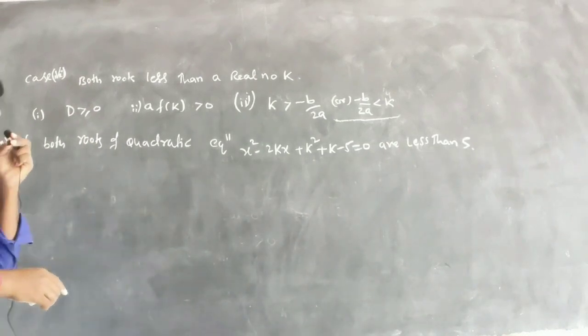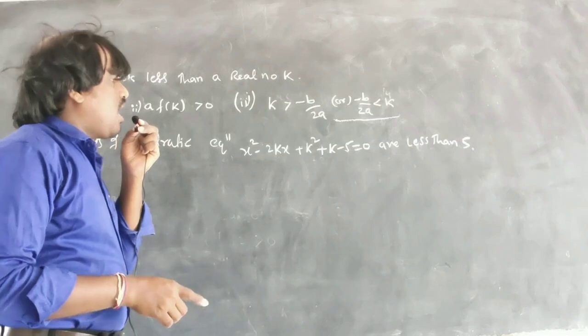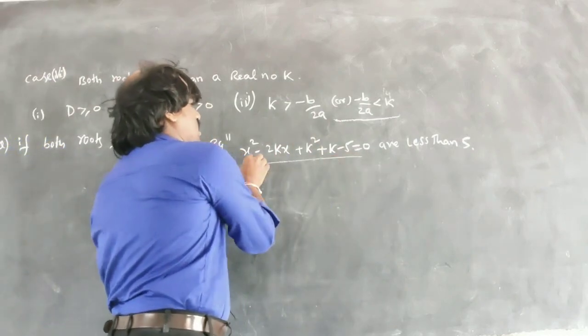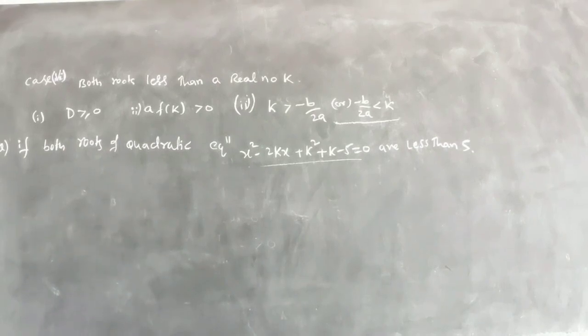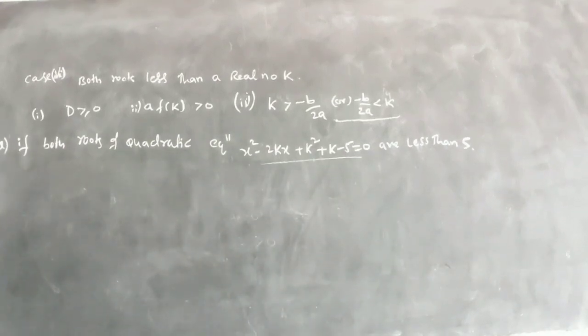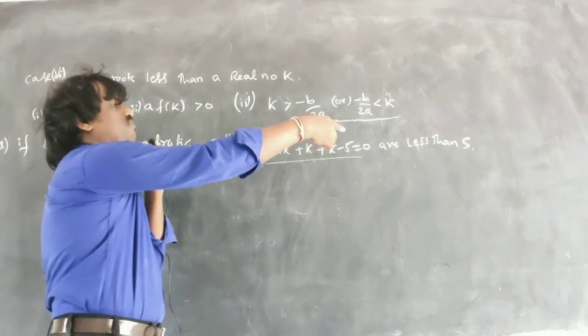Let's see here now. Both the roots of the quadratic equation x square minus 2kx plus k square plus k minus 5 are less than 5. For this quadratic equation, both roots are less than 5; what is the rule? You have to find the value of k, where k lies. Question: for what value of k are both roots of this less than 5? Find the value of k.